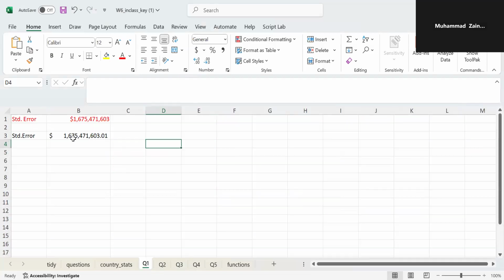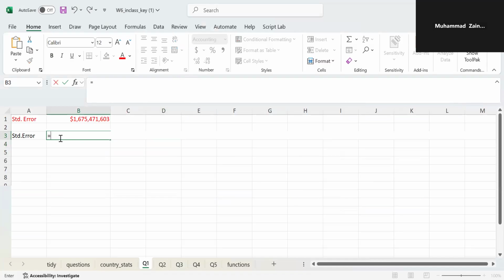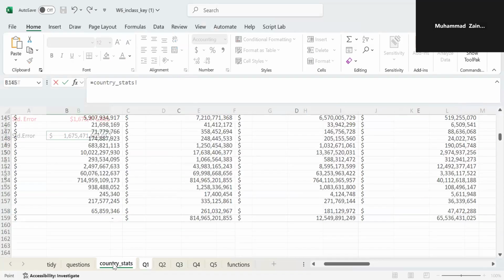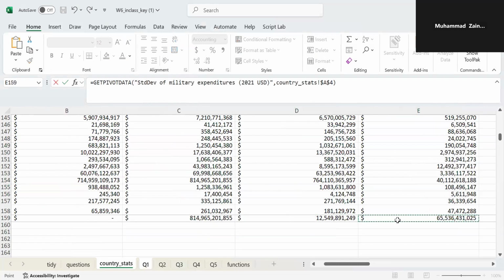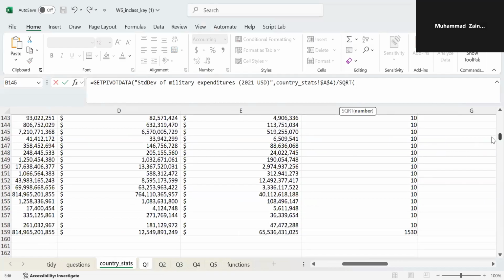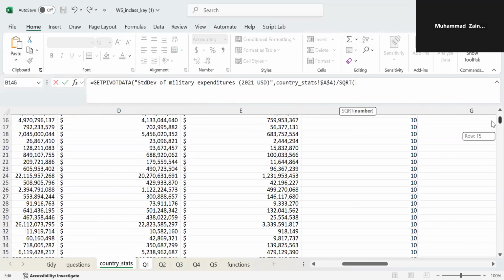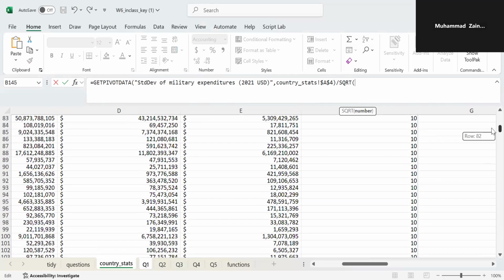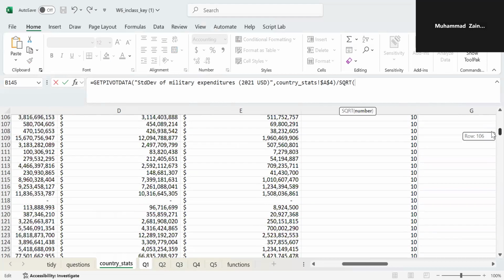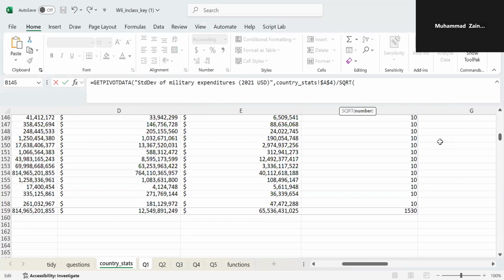So the formula here is standard error: you can pick the standard deviation from country stats, which is this value, and divide by the square root of the count of the values. Basically, that's what we want, because all these values, the count is 10, right? And we are adding those up, so it's basically 30 values we have.